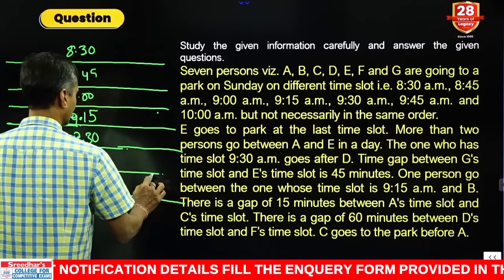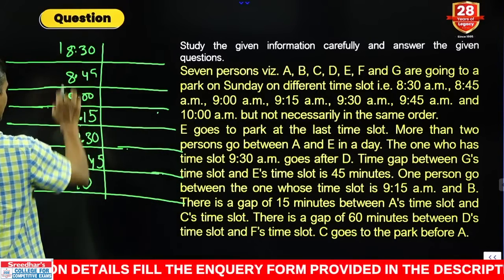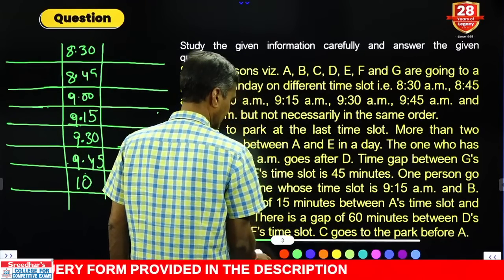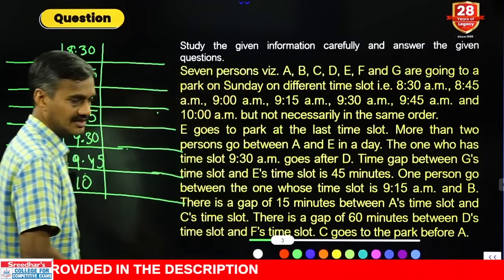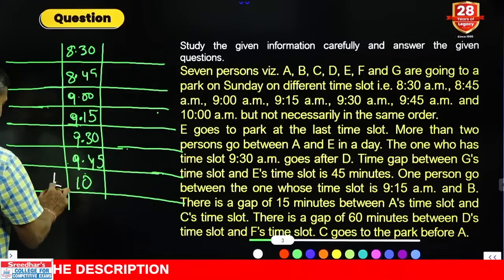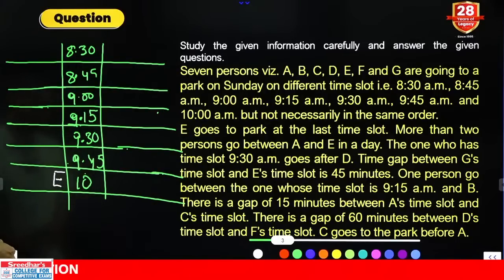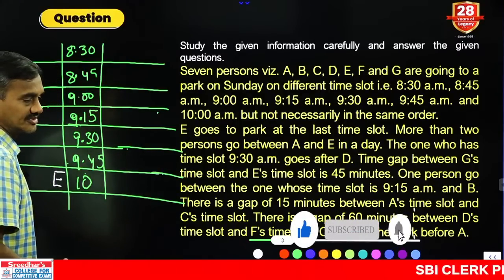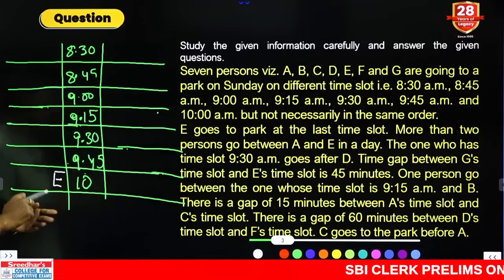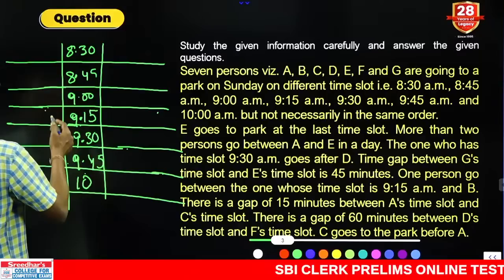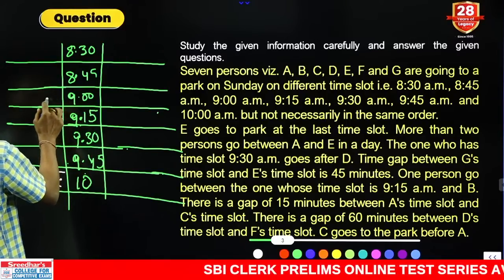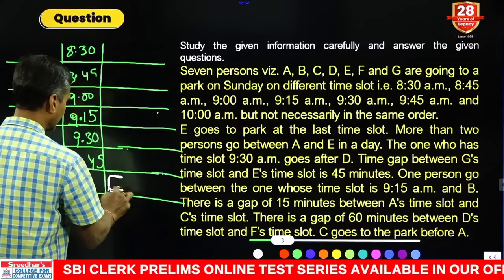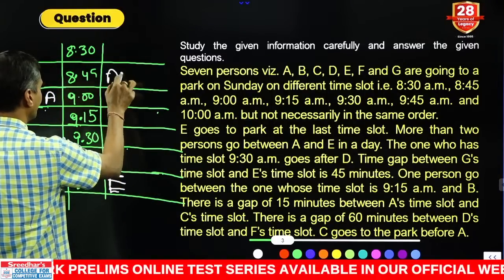Then coming to condition number 1. Now tell me what is the information we have. E goes to a park at the last slot. Information clearly provided about this E. E is at the last slot, so E attended at 10 o'clock. And next one, more than 2 persons between A and E. More than 2 persons means maybe 3 persons, 4 persons or 5 persons, isn't it? If you take 3 persons between E and A, that is one possibility. And in the next case, between E and A, maybe there are some 4 people.